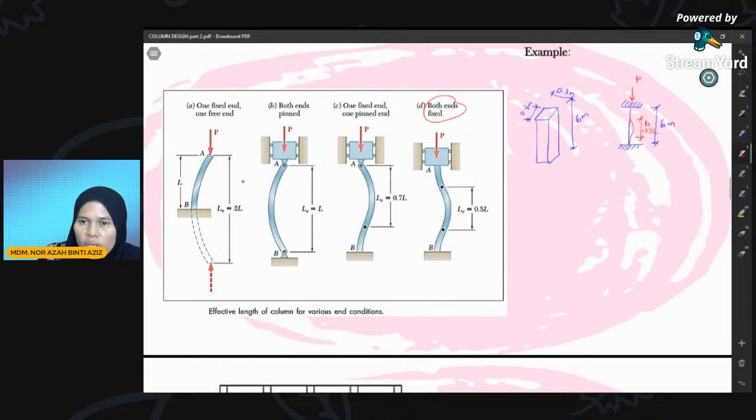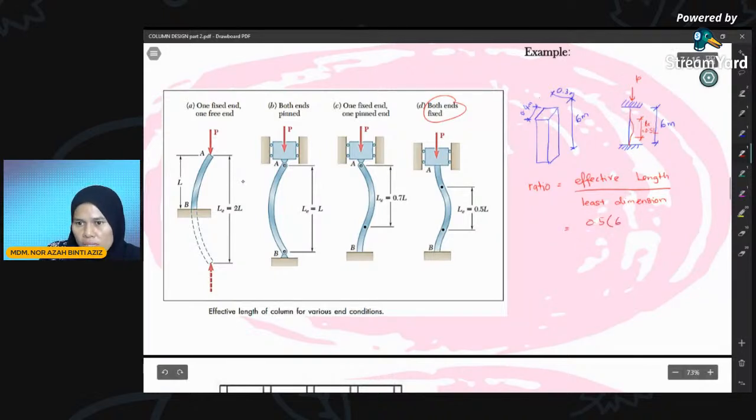So how do we identify whether this column is a short or slender column? We use the slenderness ratio. The ratio is equal to effective length divided by least lateral dimension. Lateral least dimension refers to the cross section dimension. For effective length, we take both ends fixed, so 0.5 L, which is 0.5 times the actual length of 6 meter, divided by the least dimension.